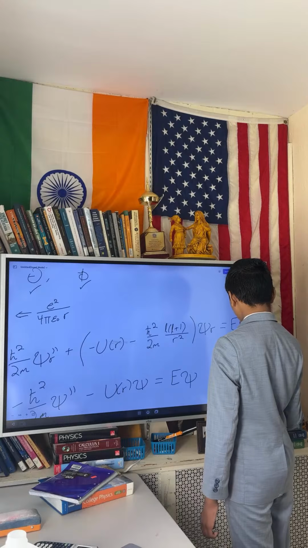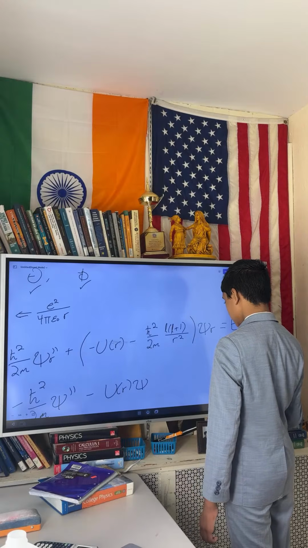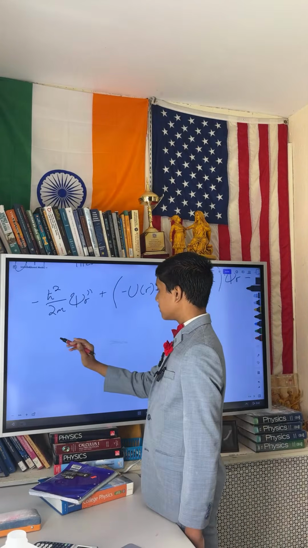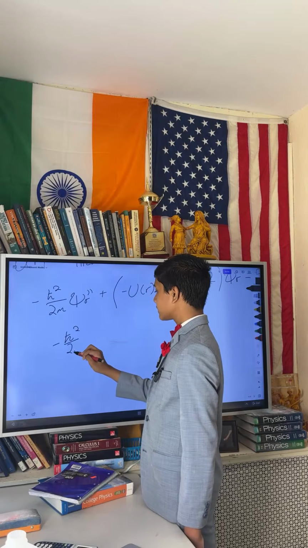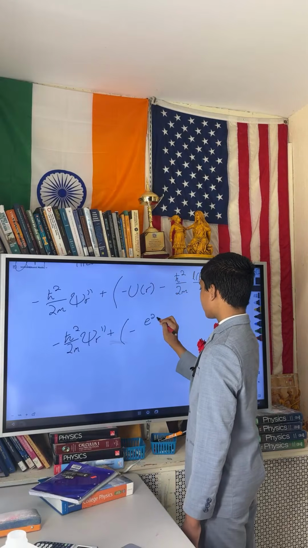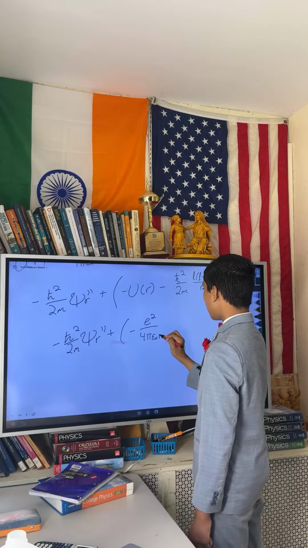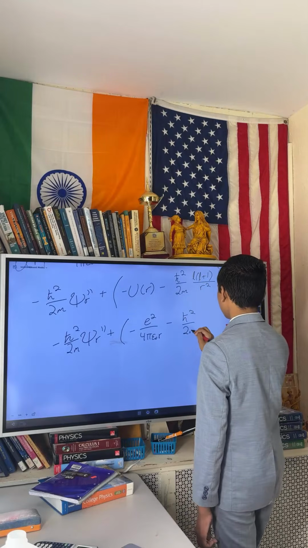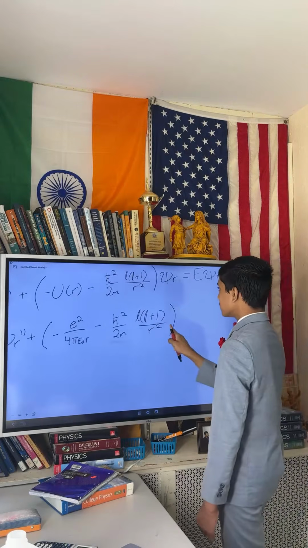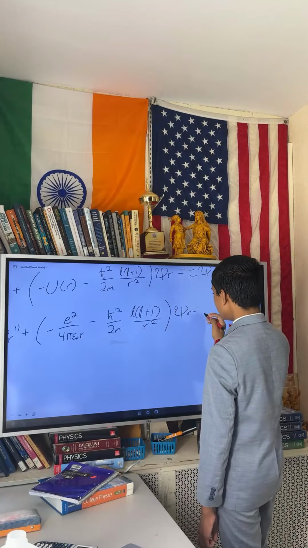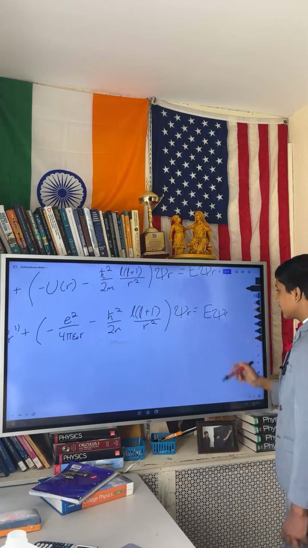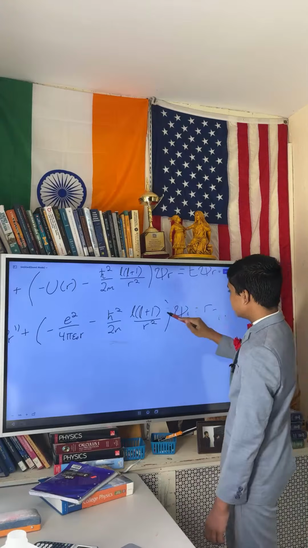First things first, it's time to plug in the actual potential. So you get minus h bar squared over 2m psi r double prime plus minus e squared over 4 pi epsilon naught r minus h bar squared over 2m L times L plus 1 over r squared, psi r is equal to E psi r. Now your first instinct is probably to bring this over into the psi r factors. So let's do that.